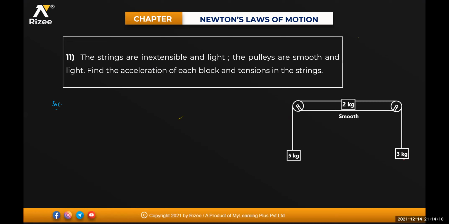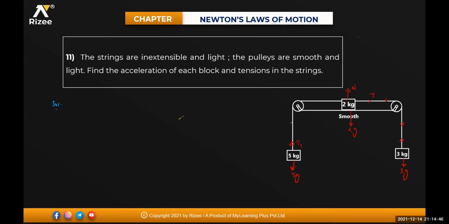First make the FBD clear. This one is 3 mg in the downward direction. That is nothing but 3g, not mg. So I'll be writing this one as 3g here, and here this will be 5g, and here it will be 2g. This will be the normal reaction N. If there is a tension here, here also the same tension, and here also the same tension.